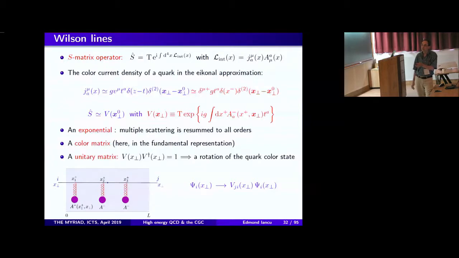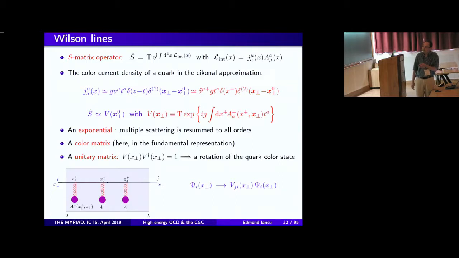That's a fundamental quantity. It's a fundamental degree of freedom at high energy. Any high energy parton interacts with a gluon field of the target via Wilson lines. And Wilson lines represent the basis for all the interactions at high energy. So any effective theory for high energy scattering is written in terms of Wilson lines.